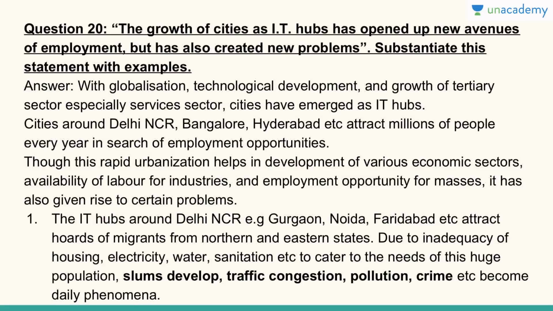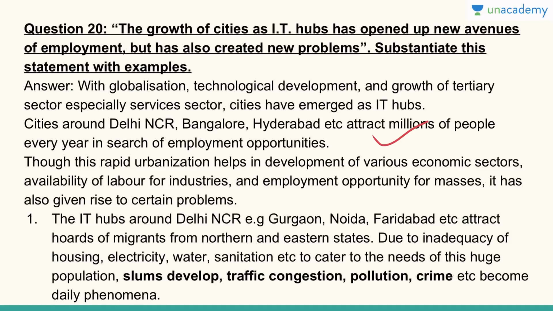And the last question for this lesson: the growth of cities as IT hubs, that is information technology hubs, has opened up new avenues of employment but has also created problems. Substantiate this with examples. With globalization, technological development, and growth of the tertiary sector, especially the services sector, cities have emerged as IT hubs. Cities around Delhi NCR, Bangalore, Hyderabad attract millions of people every year in search of employment opportunities, and this rapid urbanization helps in development of various economic sectors, availability of labor for industries, and employment opportunity for the masses.